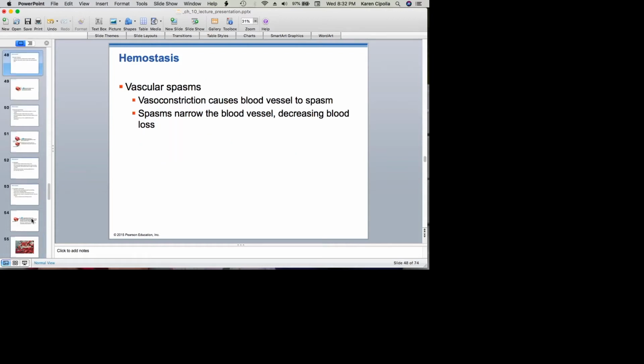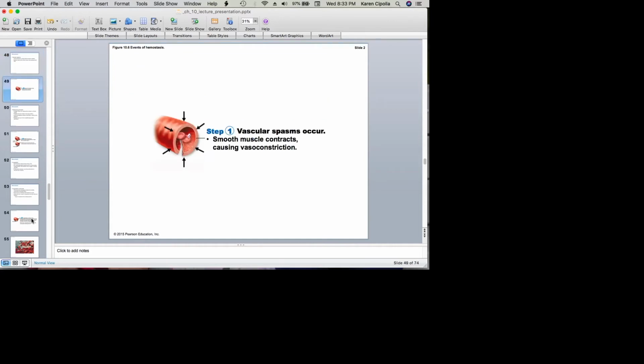Let's look at vascular spasms. It's exactly what it sounds like. You get a cut, your blood vessels spasm to decrease the amount of blood loss. It's kind of like it creates its own little tourniquet without actually having a tourniquet, on a smaller level. So you've got your vascular spasm, where the blood vessel, the tunica media, contracts to decrease the amount of blood that's lost.